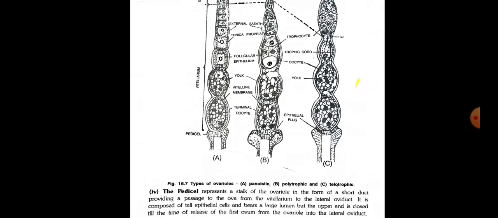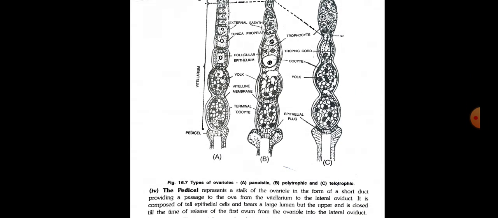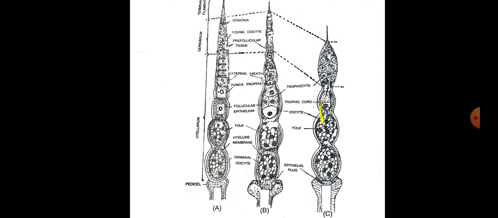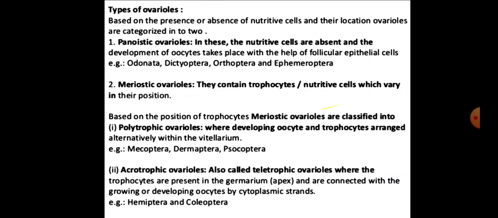Here we can see the types of ovarioles. First type is panoistic, second is polytrophic, and third is telotrophic. Types of ovarioles. Based on the presence or absence of nutritive cells and their location, ovarioles are categorized into two types. First is panoistic ovarioles.